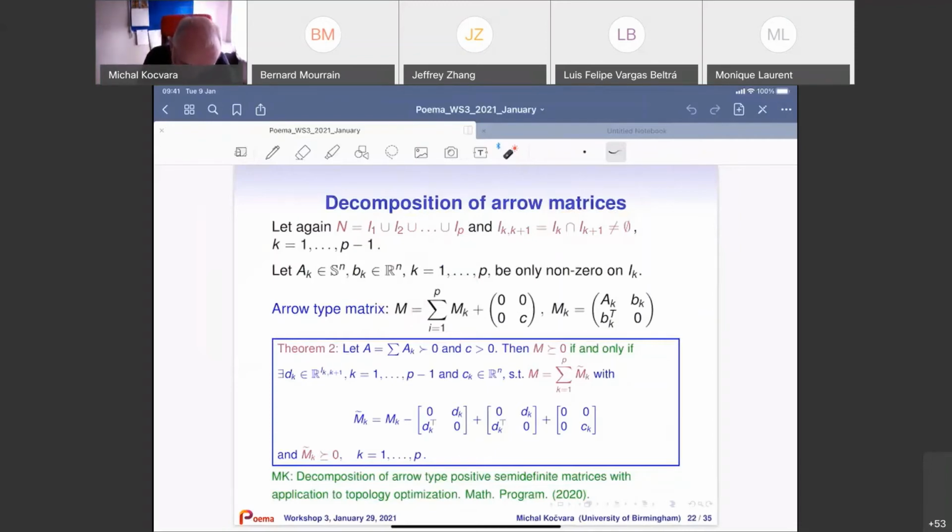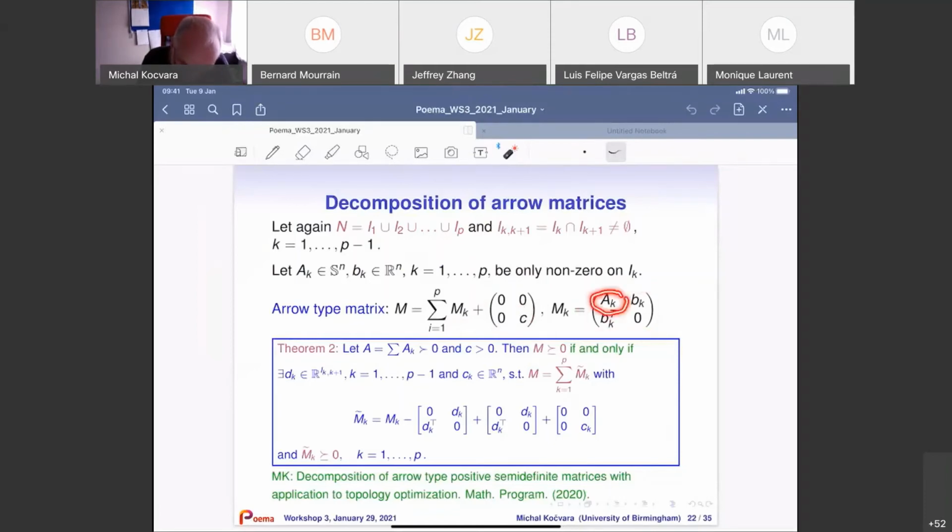But in particular, I assume that the matrix M or Mk has a structure, that its upper left part is only non-zero on Ik, and that this is a vector. Actually, it can also be a narrow matrix, but for the sake of simplicity, I assume that this is a vector, which again is only non-zero on the index set Ik. And then we have an additional matrix, which is only non-zero at this tail, or the point of the arrow. So I would call that an arrow type matrix.